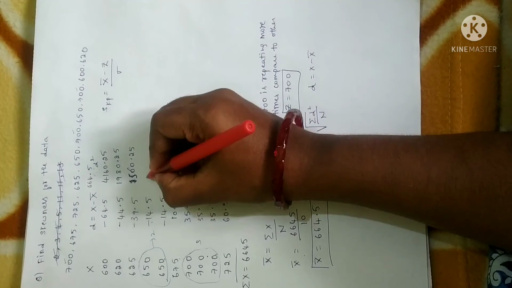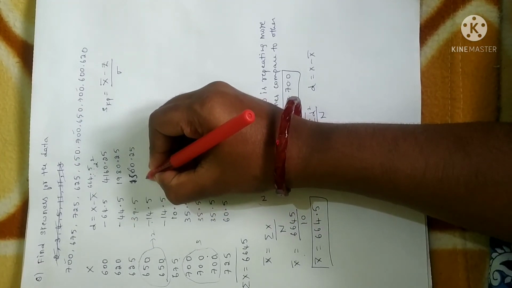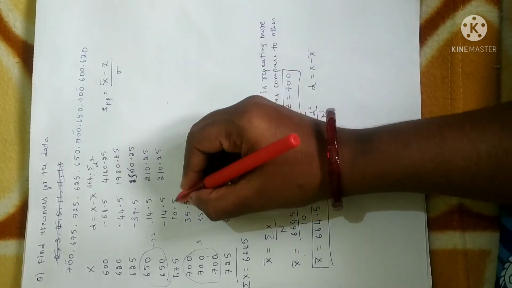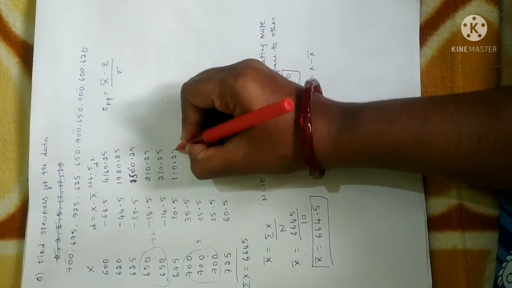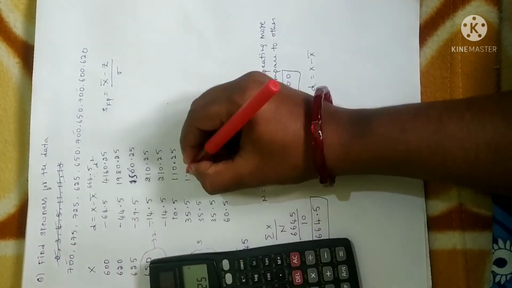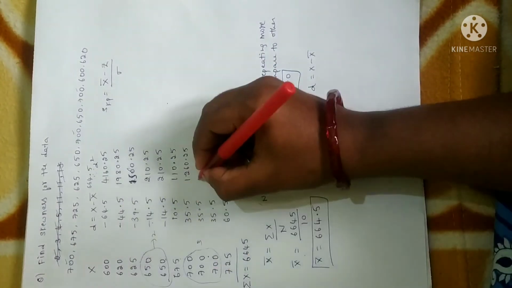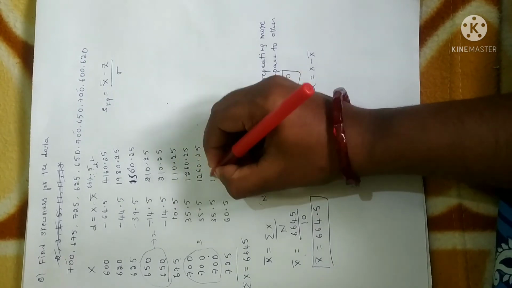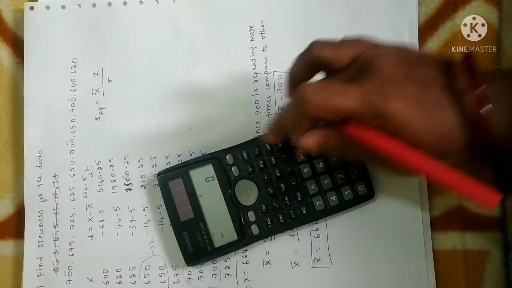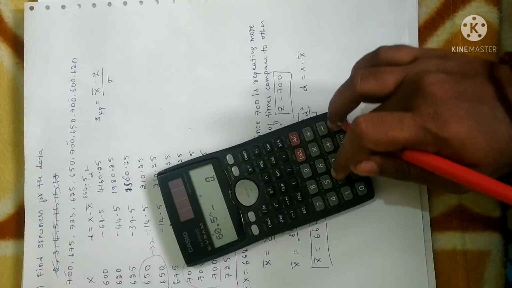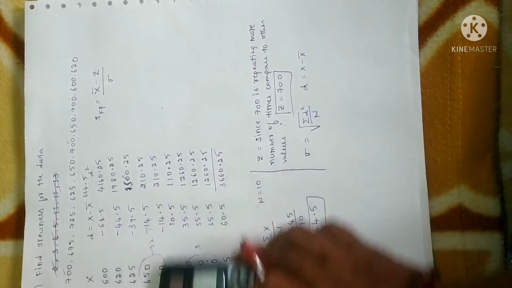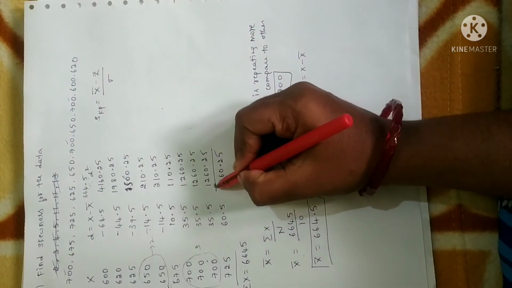1560.25. 14.5 whole square is 210.25. Again 14.5, it is 210.25. 10.5 whole square is 110.25. Next, 35.5 whole square is 1260.25. The other values are the same, so I am writing the same, 1260.25. Now 60.5 whole square will give you 3660.25.